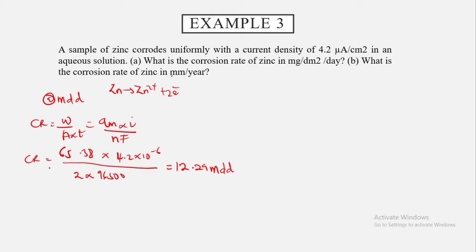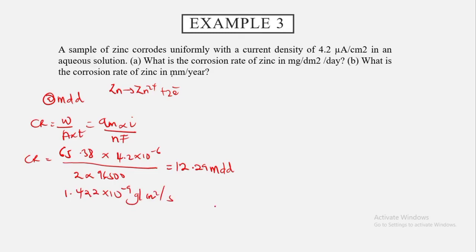So with this, when you take a calculator, you're going to get 65.38 times 4.2 times 10 exponent negative 6, all over 2 times 96500, and what you're going to get is 1.422 times 10 exponent negative 9 gram per centimeter squared per second.